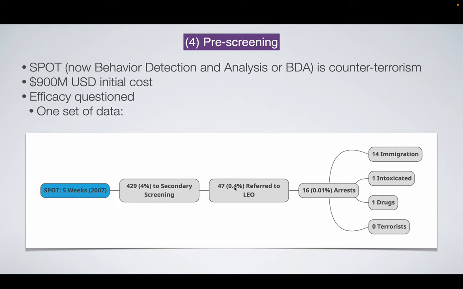And 0.4% of the 4%, so 47 people, were actually referred to law enforcement. Okay. Of the 47 that were referred to law enforcement, most of them were let go, but 16 were actually arrested. And 16 represents 0.01% of all the people that went through the airport over those 5 weeks.